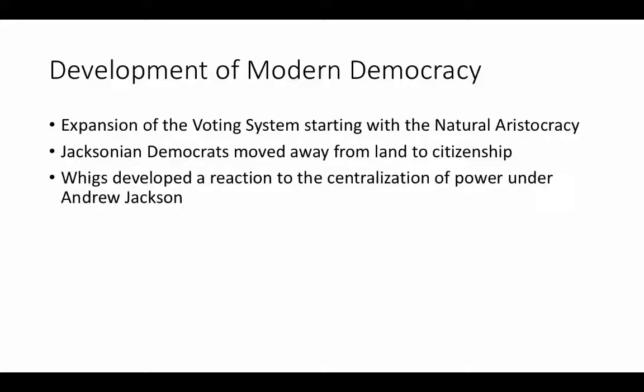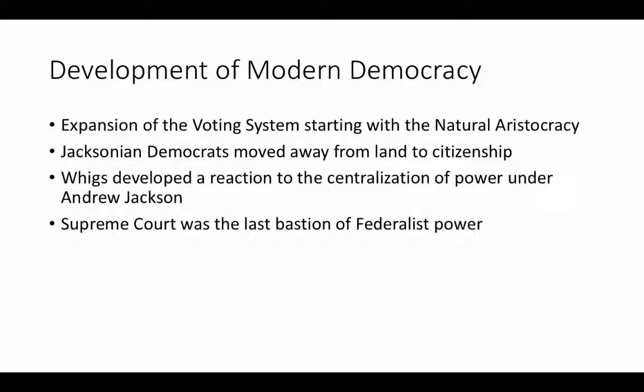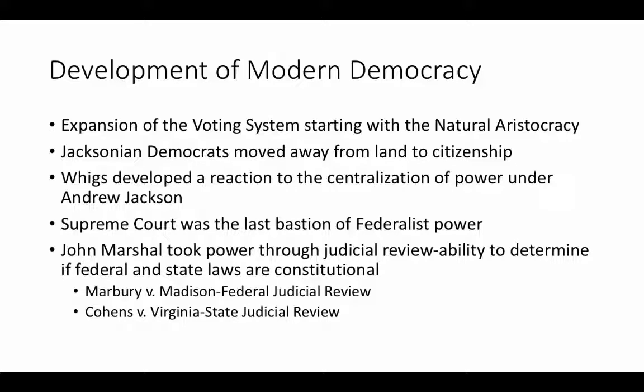The Whigs then developed a reaction to the centralization of power under Andrew Jackson. So this is where we're going to start to see the development of what will eventually become the two-party system of Democrats and Republicans. And the Supreme Court also becomes the last bastion of Federalist power against the rise of the Democratic Republicans. This is especially going to be important when it comes to John Marshall and his creation of judicial review, or the ability to have the Supreme Court determine if federal and state laws are constitutional.